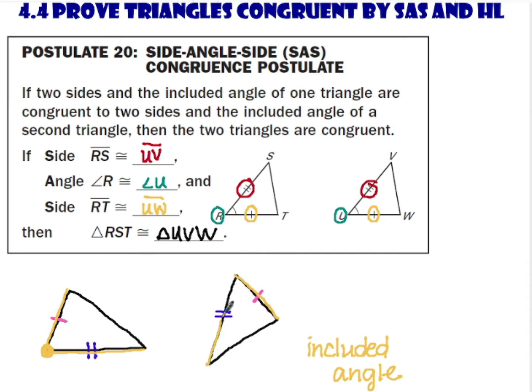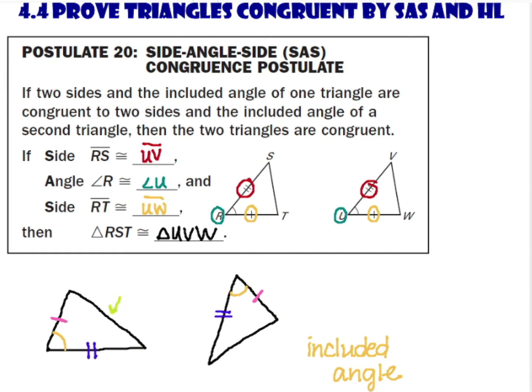And these two sides connect at this vertex. So those two points are where our included angle is located. So if we knew that this angle right here was congruent to this angle right here, that would be a side angle side setup, and that's all we would have to know that everything else was congruent to each other.